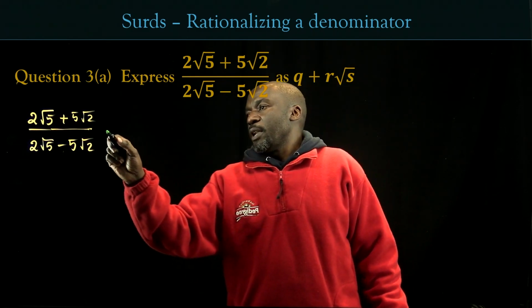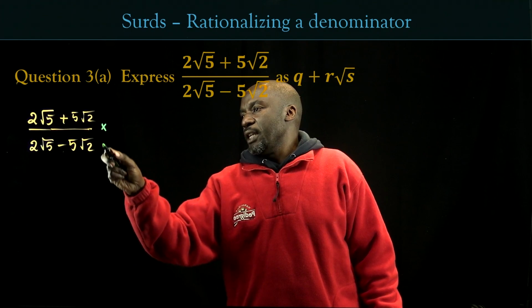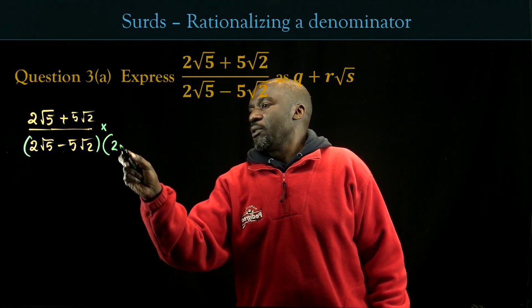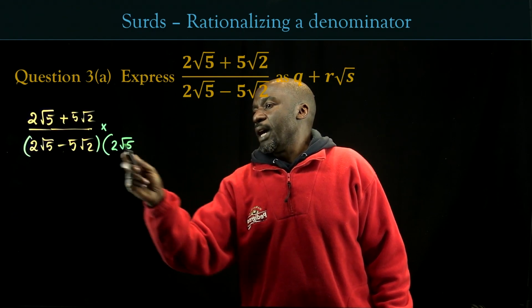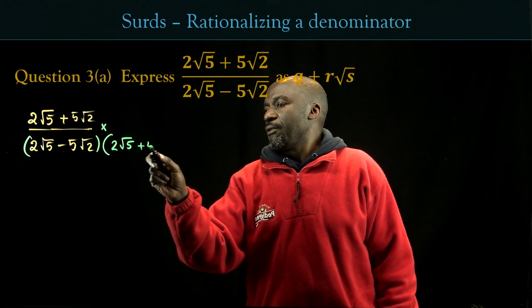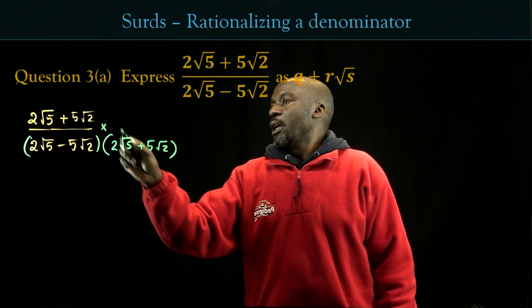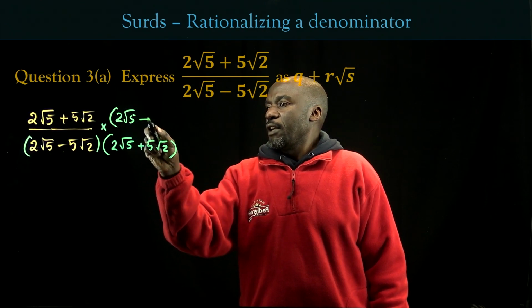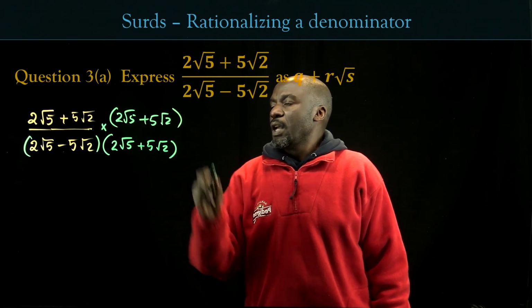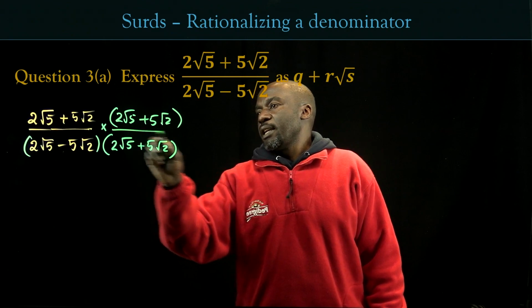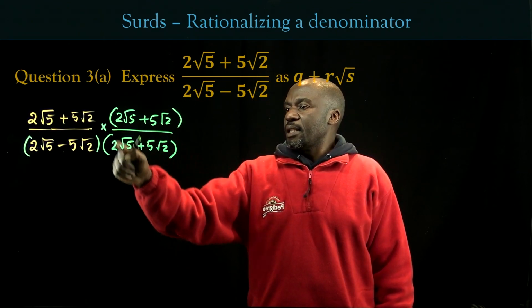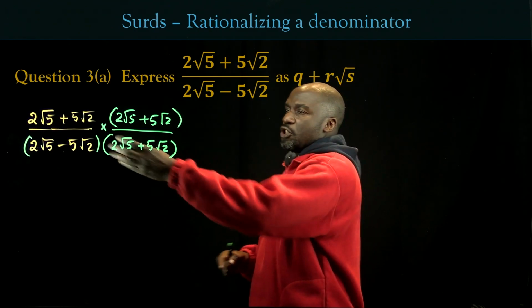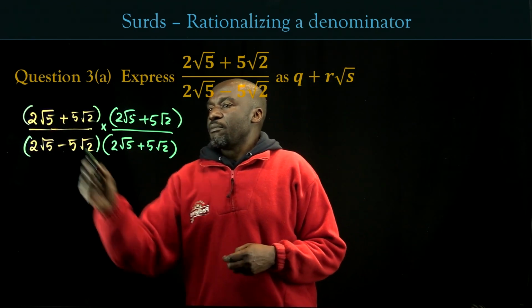So I'm going to just multiply by the conjugate of that denominator. The conjugate of this denominator, 2 root 5 minus 5 root 2, is 2 root 5 plus 5 root 2. And so I do the same on top: 2 root 5 plus 5 root 2. Notice that I'm multiplying and dividing by the same thing. This is equivalent to 1 because that divided by that is 1. So effectively, I'm not changing the value of my expression.